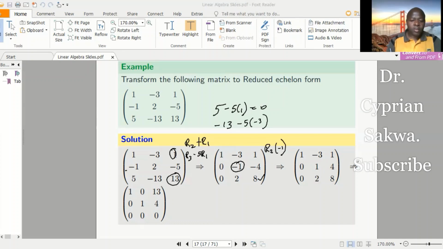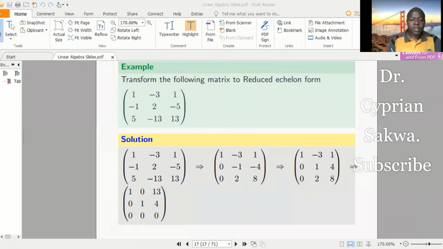So to get a 0 in this position, I would have row 3 minus 2 row 2. So when I do that, I get zeros in the last row. And elsewhere I have this. The matrix that we now have is in a reduced row echelon form, or in a reduced echelon form as it was required.